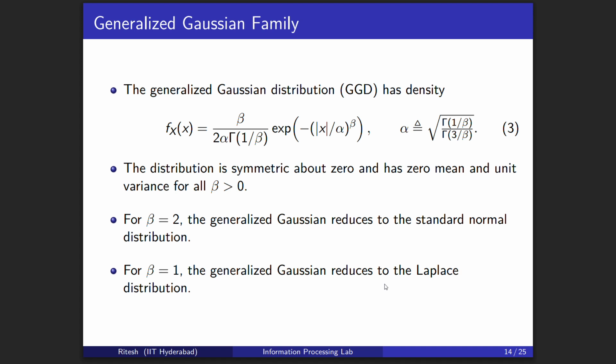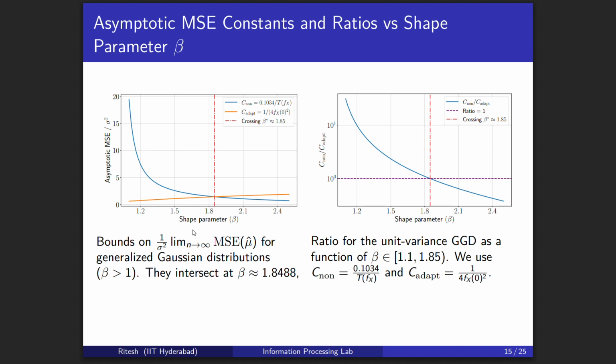So although we are having a general result, now we will discuss the optimality and lower bound of the non-adaptive and adaptive protocols, how it varies with beta, and the selection of beta. So the asymptotic MSE constant versus the ratio, and the ratio versus the parameter beta.